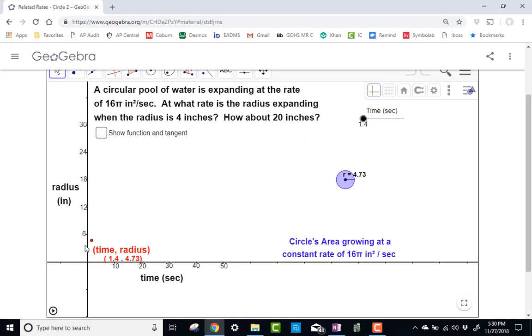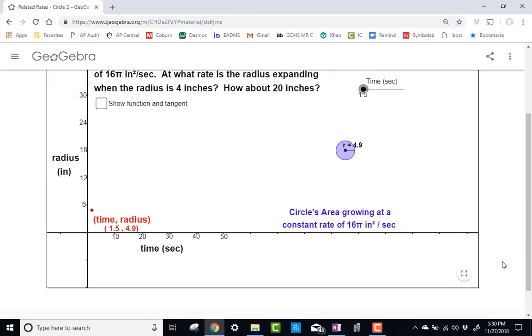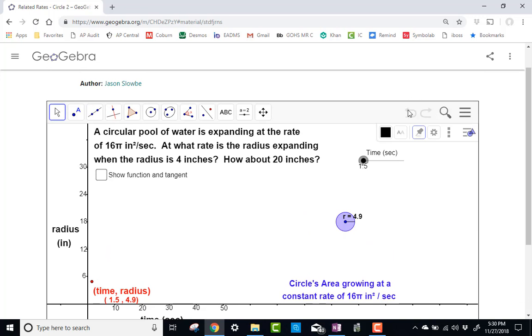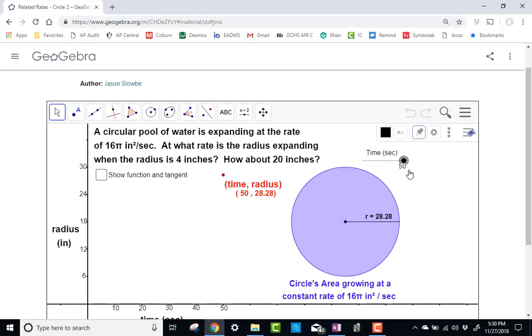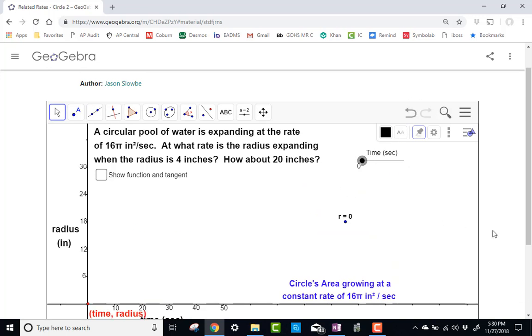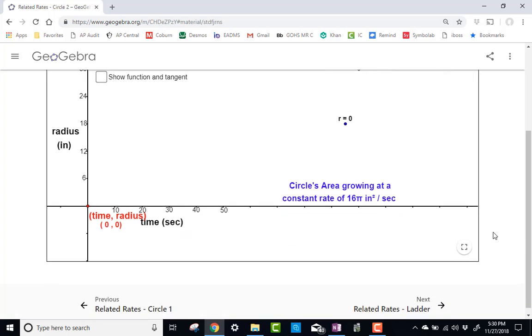All right, so let's see if I can reset this. No. Oh, come on here. Let's see what's going on. Why can't I reset? I'd have to reset the page here.